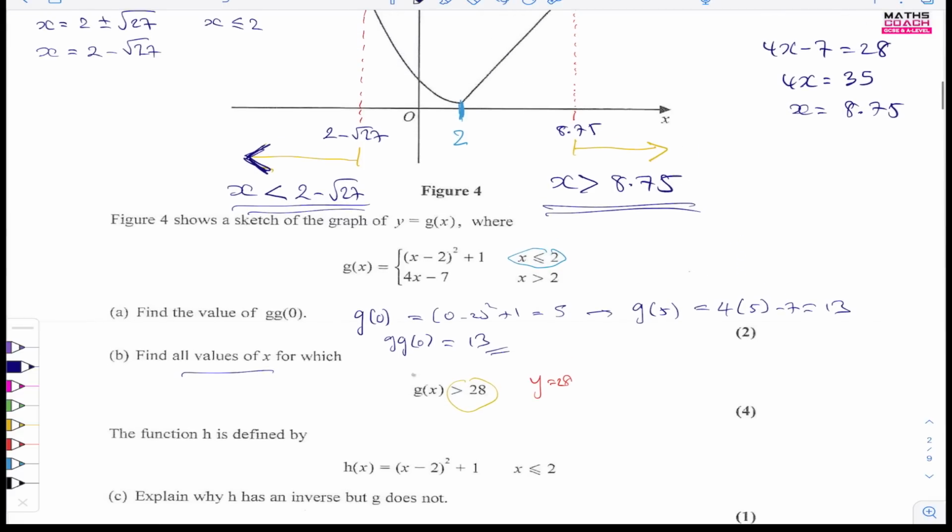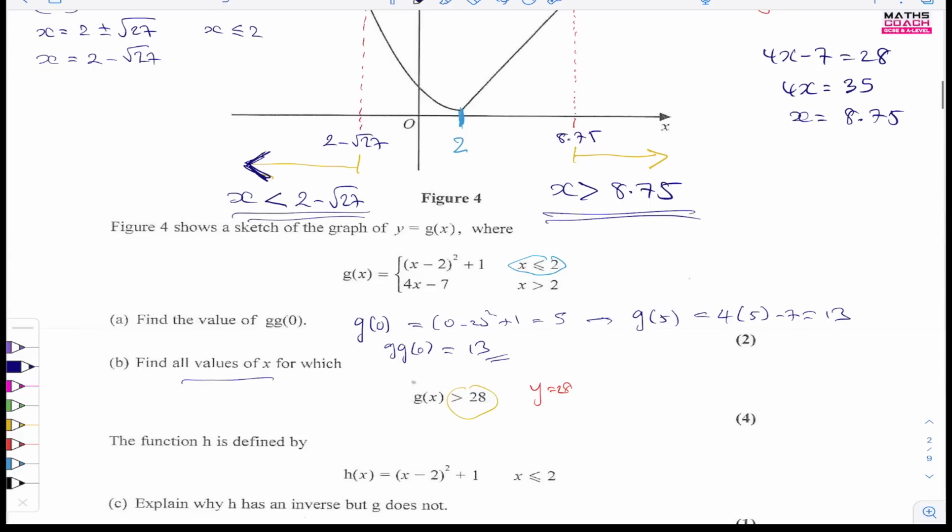For part C, h of x is given as the quadratic part of our g of x when x is less than or equal to 2. Explain why h of x has an inverse but g of x does not. So what's the criteria to have an inverse function? Yeah, it has to be 1 to 1. A function only has an inverse if it's 1 to 1.